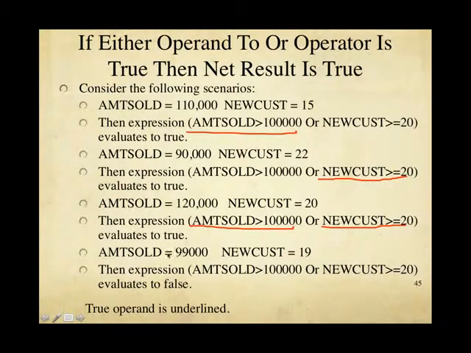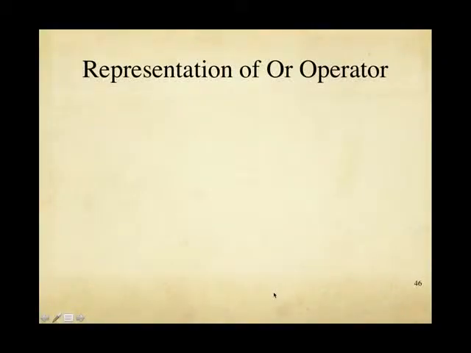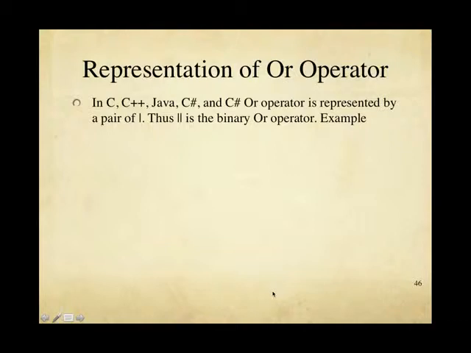Only in the case where amount sold is less than 100,000, this is true, new customer less than 20, this is false, and both are false, only then should the OR operator behave false. Okay? So that's how it should work. And it can work if we can design it in hardware.